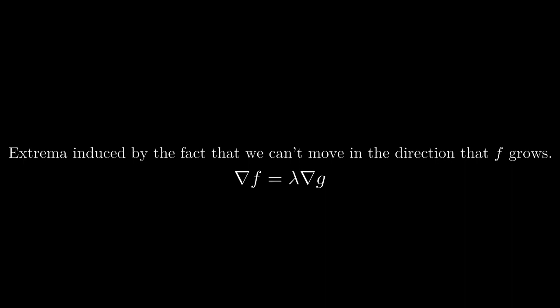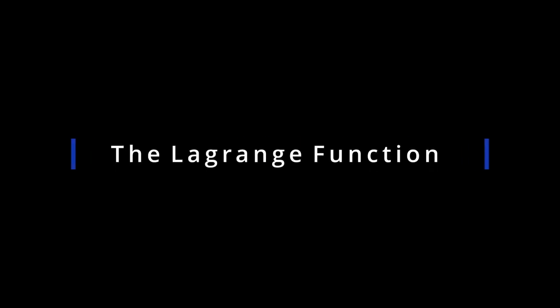Of course, that condition on the gradients isn't enough on its own. We also need to enforce that g is actually equal to 0 so that we're on the correct contour. So Lagrange came up with a really nice way to package all of this together. And what he said is, well, let's look at this function L, which is f minus lambda g. And we've added a new dimension to the problem here, lambda, which is in addition to the original x_i.